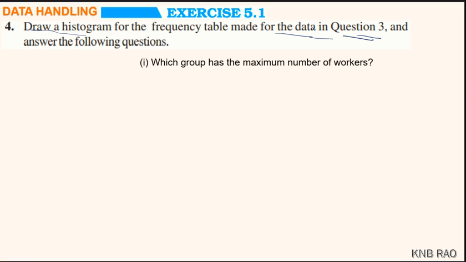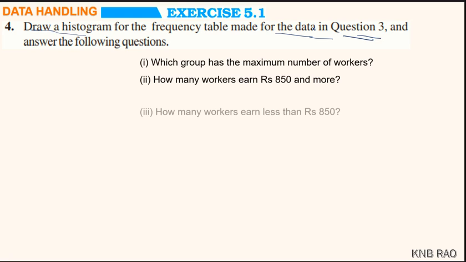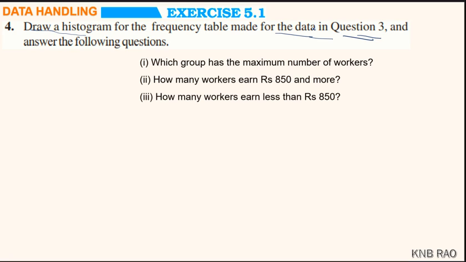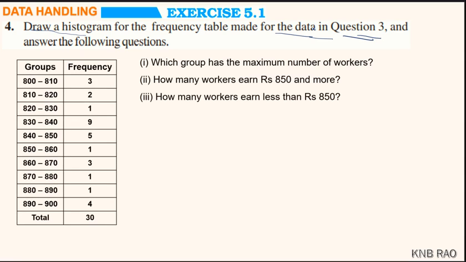Which group has the maximum number of workers? How many workers earn 850 and above? How many workers earn less than 850? So the table in gist is this. Without drawing the histogram also we can answer anyway. First, which group has the maximum number of workers? Here 9 is the maximum. So 830 rupees to 840 rupees is the maximum number of people earning, that is 9 people.